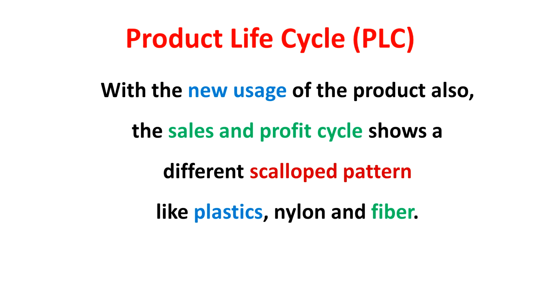With the new usage of the product also, the sales and profit cycle shows a different kind of pattern, like in plastics, nylon and fiber. Sometimes a product grows rapidly, reaches its peak and then falls to a petrified level. The petrified level is sustained by the replacement market of early adopters and new market for late adopters.